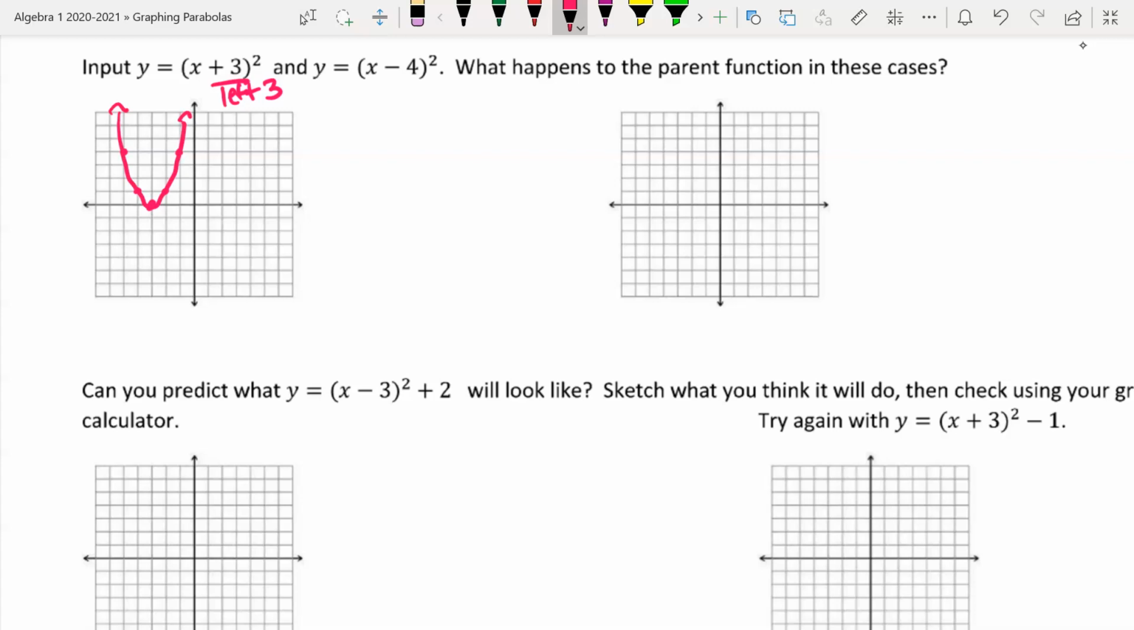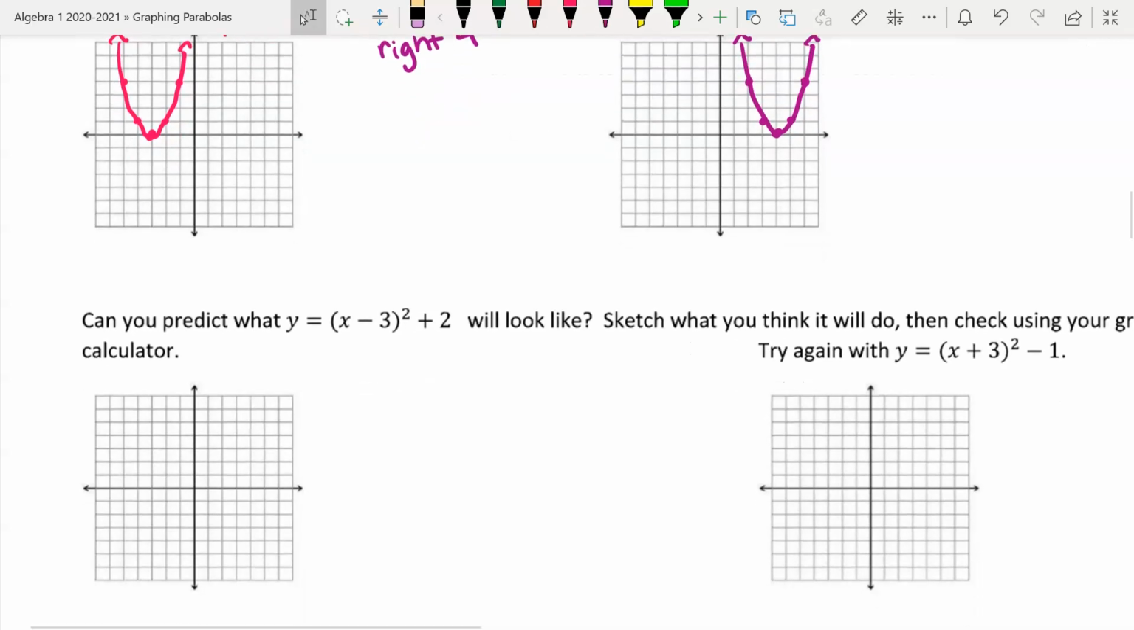So what do you think about minus 4? It's inside parentheses. Well, hopefully you're saying I'm going to go right 4. And so if I graph it, and I want you guys to do that, you'll see that every point will go right 4. Okay?